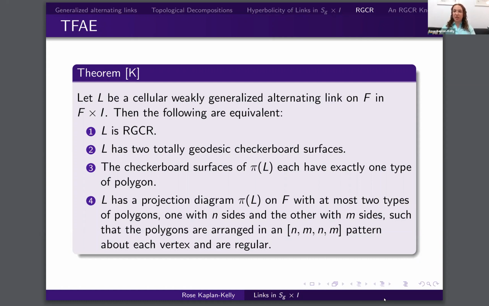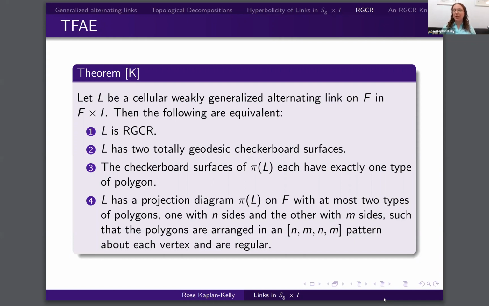satisfying these different conditions. So those two conditions, first, one of them is that the checkerboard surfaces each consist of one type of polygon, type meaning number of sides. So for instance, one checkerboard surface could have all n-gons, the other could have all k-gons, and it would be possible that n is equal to k. It could be that the checkerboard surfaces actually have the same types of polygons.